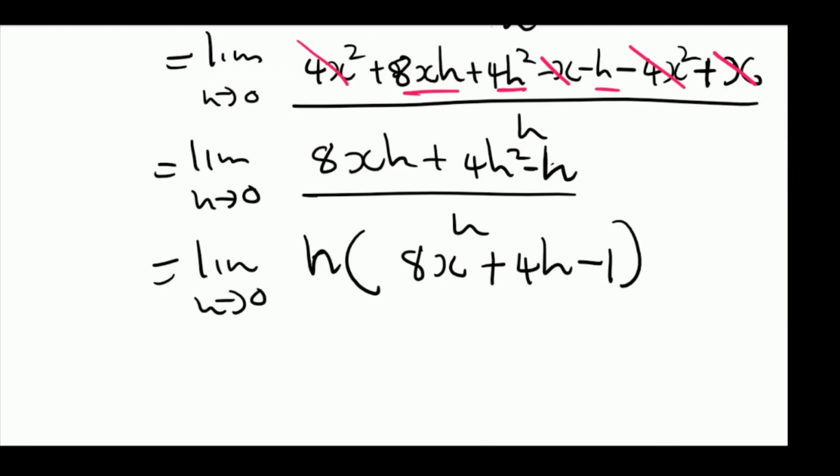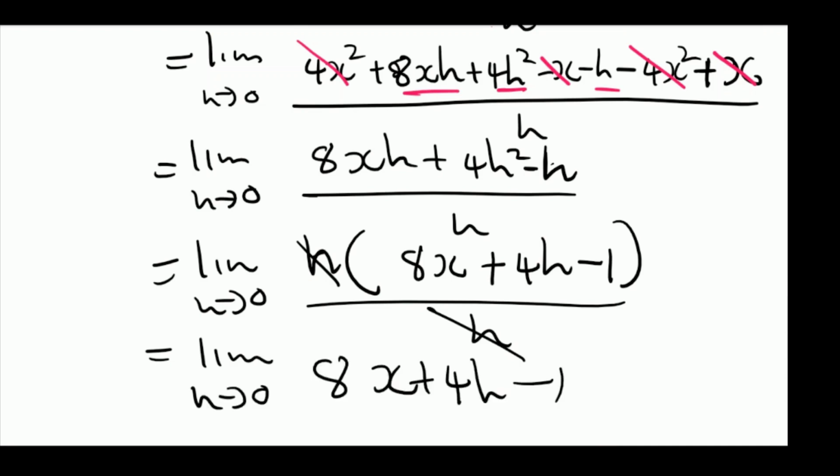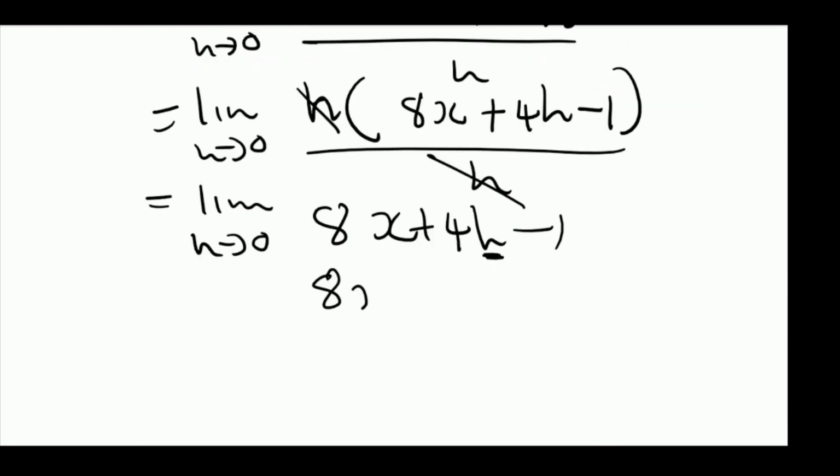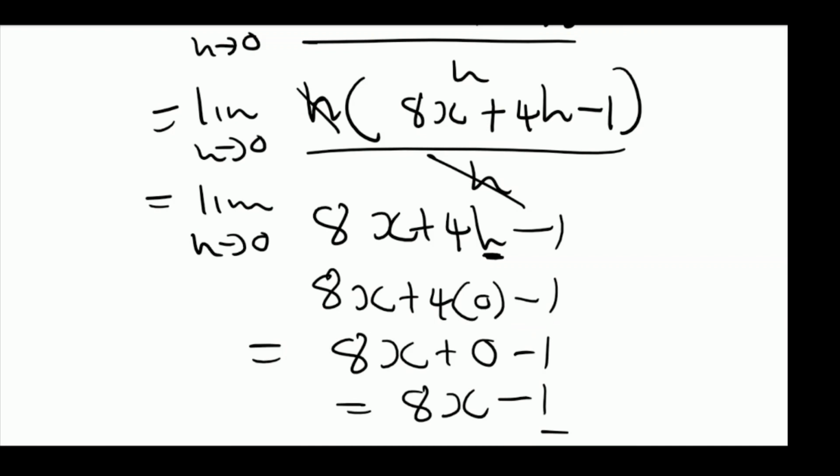So this h will divide out with this h, so we have the limit as h approaches 0 of 8x plus 4h minus 1. Where there's h, we're going to substitute 0, so it's going to be 8x plus 4 into 0 minus 1, and we'll have 8x plus 0 minus 1, which is equal to 8x minus 1. So this is our derivative of f of x using first principles.